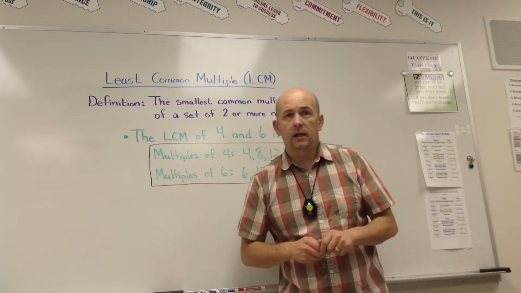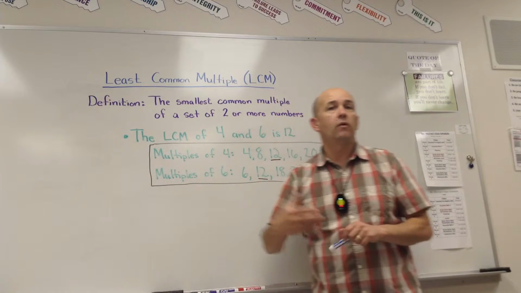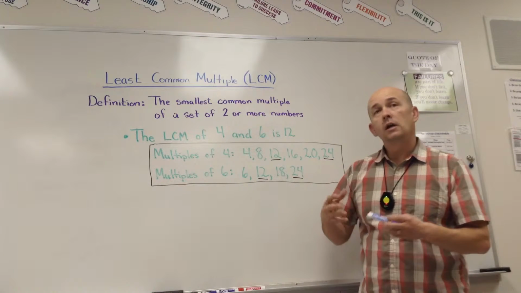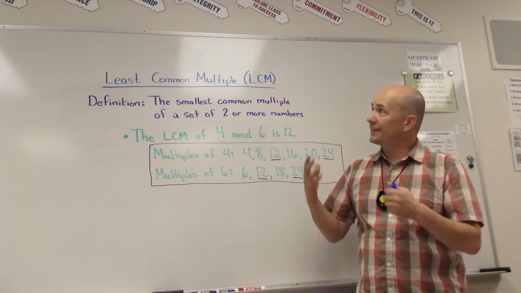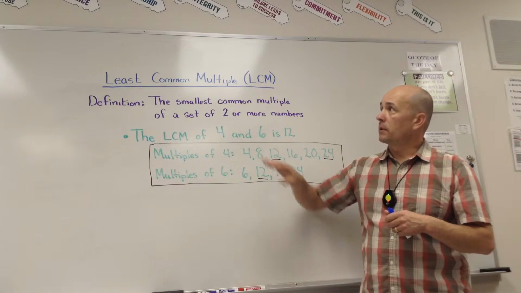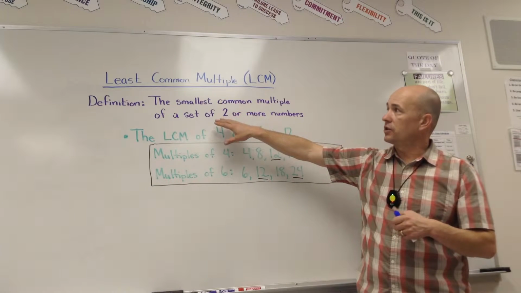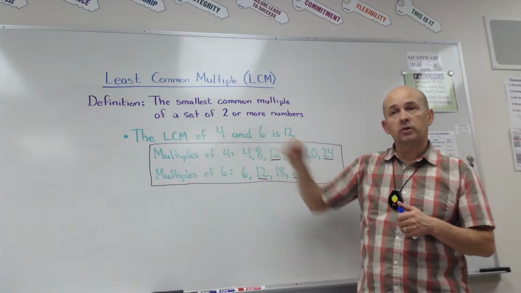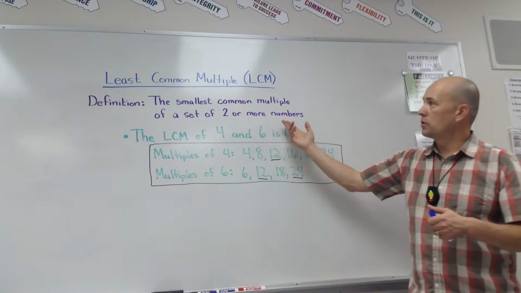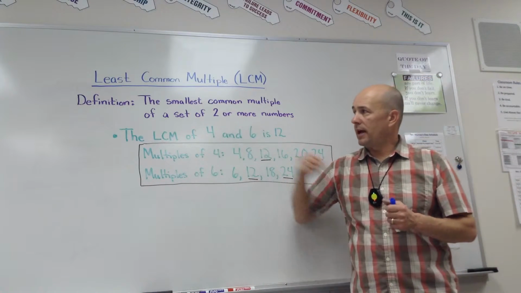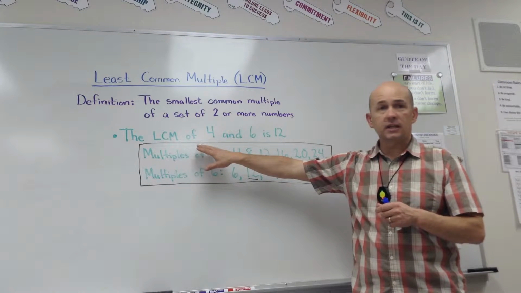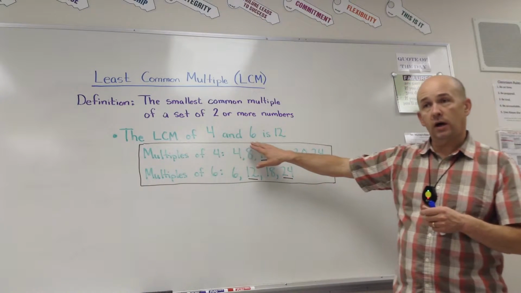Just want to take a little time today to keep building on what we've been working on with greatest common factor, and roll into least common multiple. The least common multiple, by definition, is the smallest common multiple of a set of two or more numbers. So an example I have here says the LCM of 4 and 6 is 12.